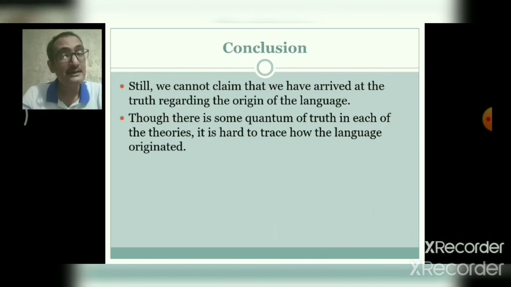But it also has certain unsolved questions, and therefore none of these four theories can fully be relied upon as the base for the development of a human language. Of course, all the four theories are doing their bit and supporting a little bit in the making of a human language. So we come to the conclusion that still we cannot claim that we have arrived at the truth regarding the origin of language. Though there is some quantum of truth in each of the theories, it is hard to trace how the language originated.